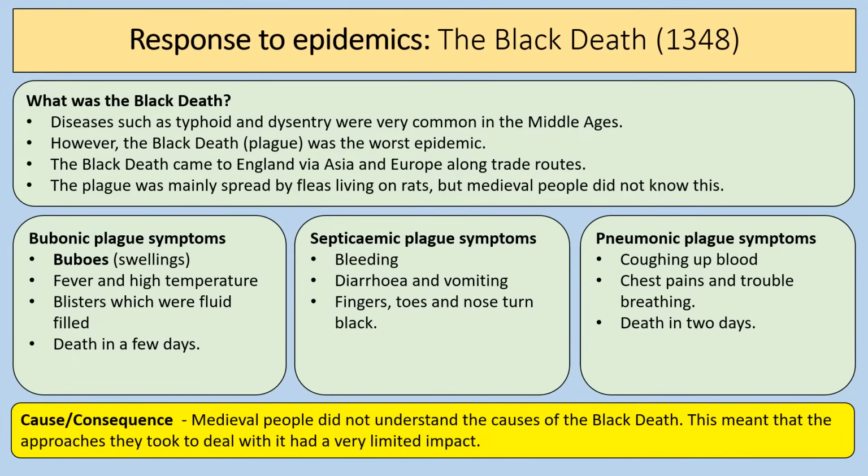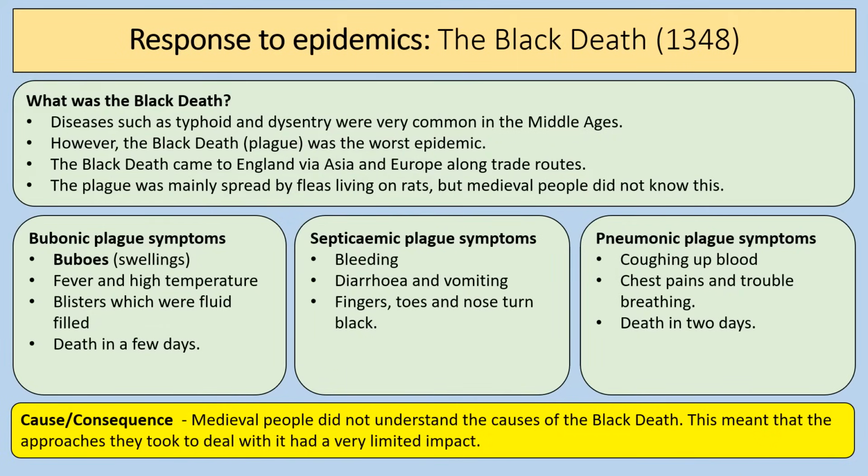Okay, so in 1348 we had our big epidemic, the Black Death. Now the Black Death was a huge epidemic which affected England between 1348 and 1350. It first arrived on the south coast at Weymouth in 1348, spread towards London by 1349 and up into the north of England by 1350.